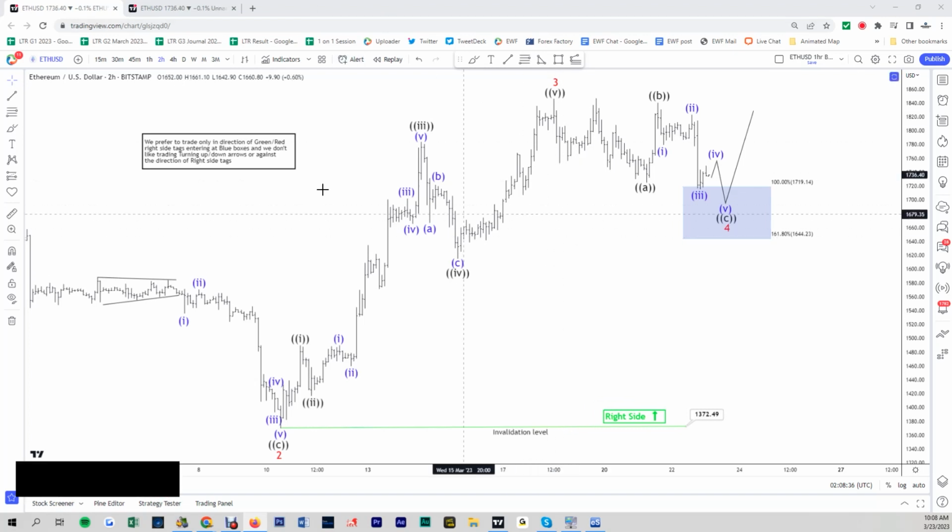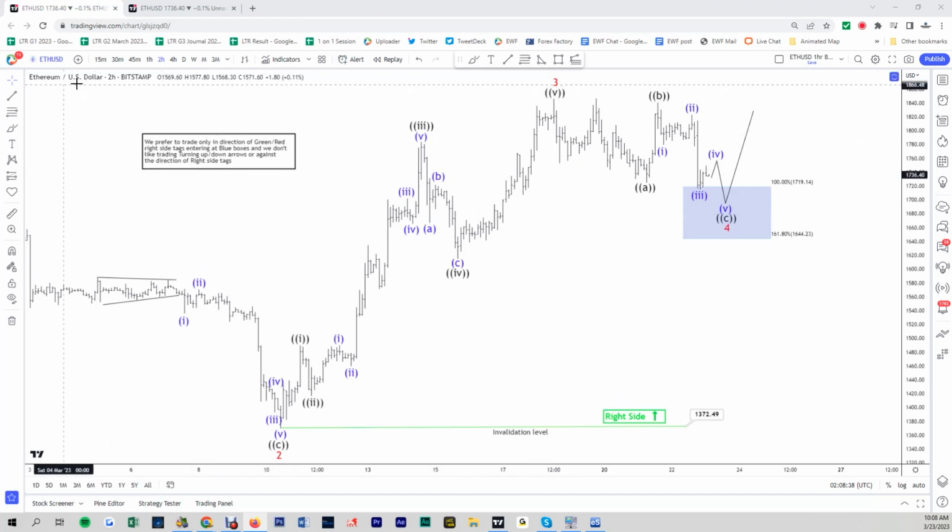Today we are looking at the chart of Ethereum. This is a 2-hour time frame. We could see we ended wave 2 here at 1372 and wave 3 ended at around 1844, and now we are doing this wave 4 pullback. You can see the right side is green and up, meaning our bias is to the upside for Ethereum. And we are doing a 3 waves pullback so far.